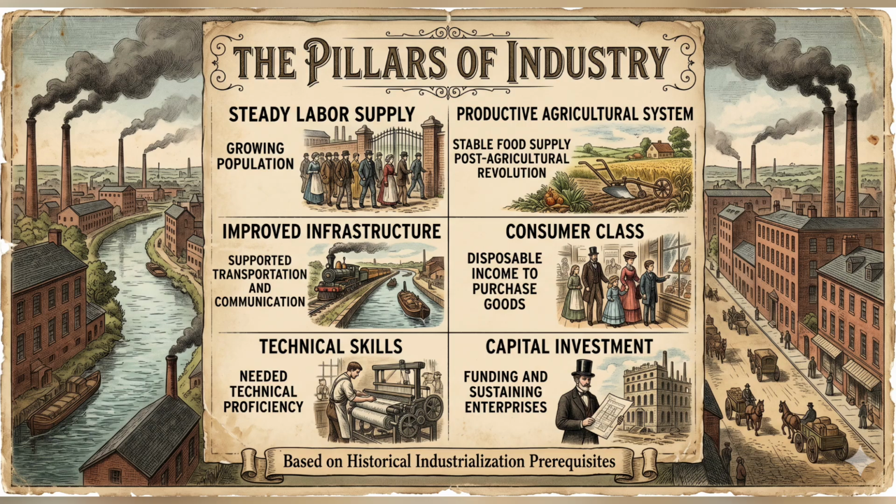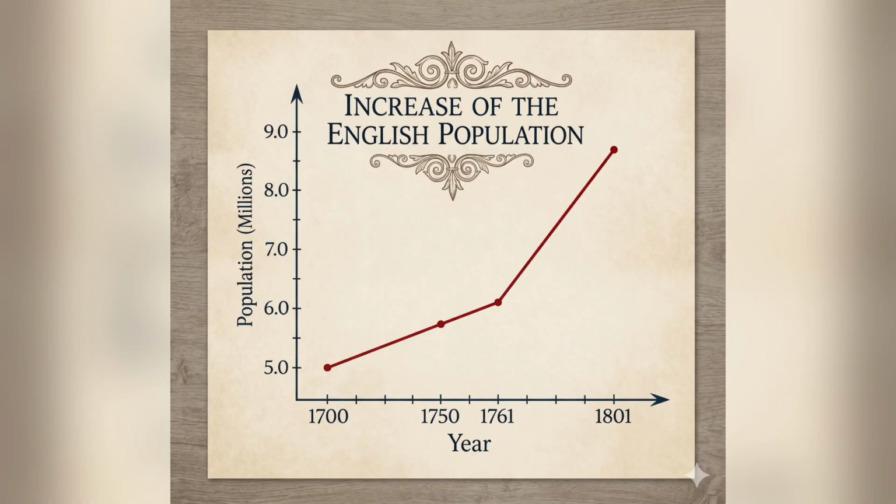In addition, there was a class of consumers with disposable income to purchase goods, as well as the technical skills and capital investment needed to fund and sustain industrial enterprises. Together, these five conditions created an environment in which industrialization could take root and expand rapidly.